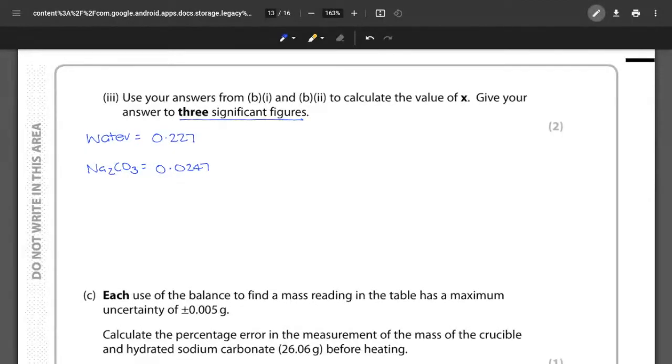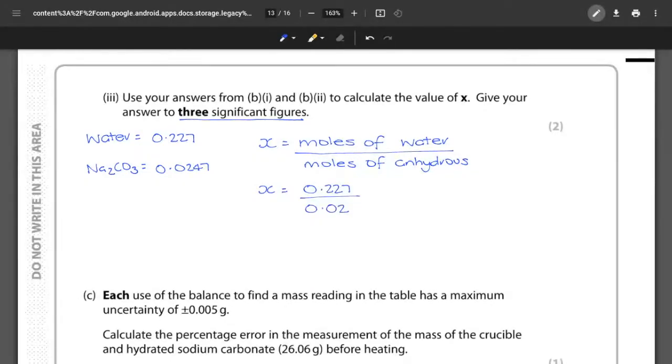And in order to work out X, for a water of crystallisation question, it is always the same. Your X is going to be the moles of the water divided by the moles of the anhydrous substance, in this case, the sodium carbonate. So our moles is 0.227 divided by 0.0247, and that is going to give me an answer of 9.19.